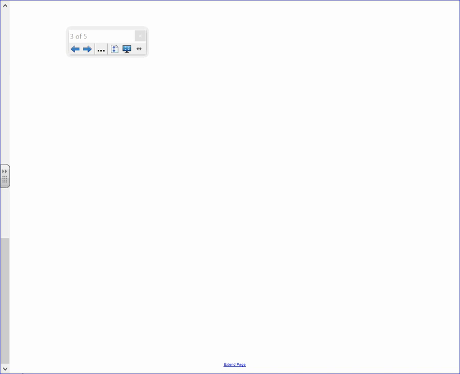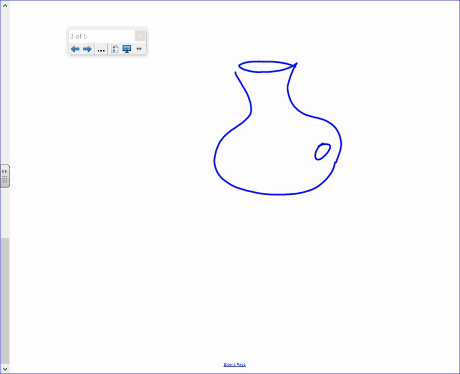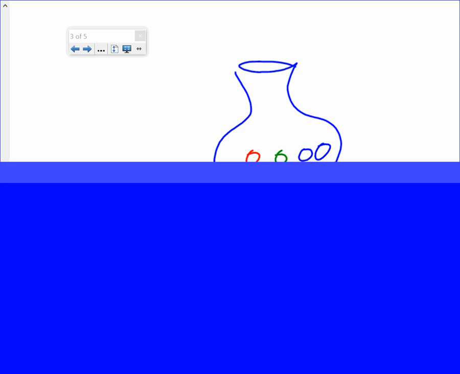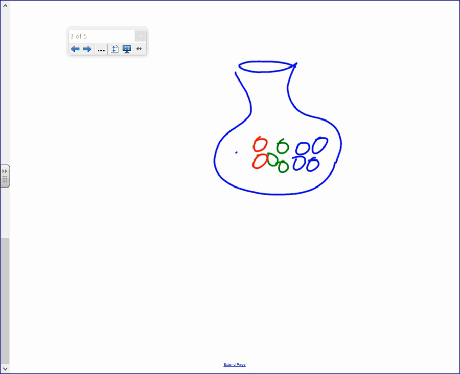So write this down. Here's my bag of marbles. They have 4 blue, 3 green, 2 red, for a total of 9 marbles. Okay. So let's say I stick my hand in the bag. I grab, let's see if I can grab one here. Let's make it 5 blue.